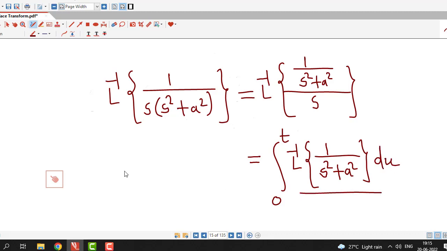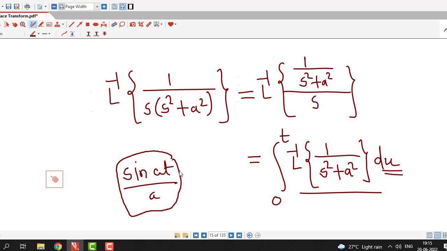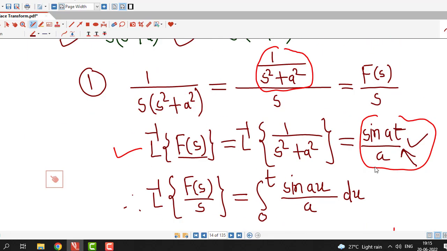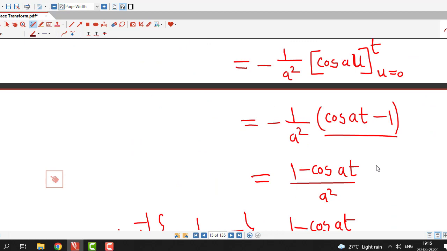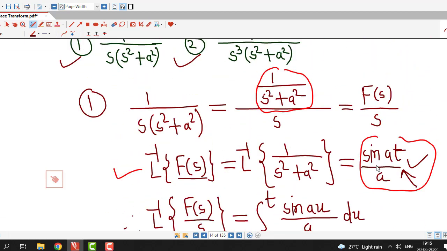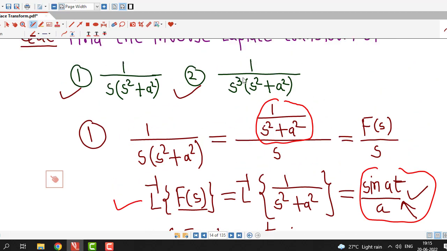And this is sine a t divided by a, and because we are using a dummy variable, we consider sine a u divided by a. So this is the brief explanation of what we have done here. We are using this notation, otherwise it is very fast to find the inverse Laplace transform. Fine, I hope you understand the method. We can go for the second example.